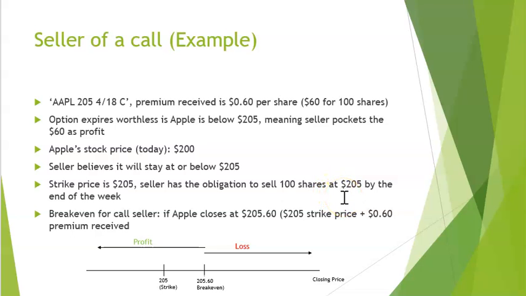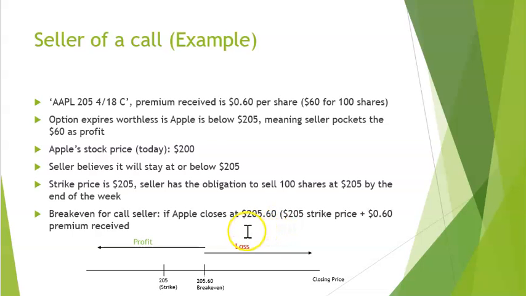In this Apple example, the seller of the call hopes that Apple closes below $205, which is the strike price of the call option. If this happens, the option expires worthless and the seller keeps the $60 as profit. The seller would break even if Apple closed at $205.60, since the seller received $60 to sell the call. If Apple closed above $205.60, the seller would lose out on potential gains because they're forced to sell the stock at $205 even though the market would be trading it way higher.